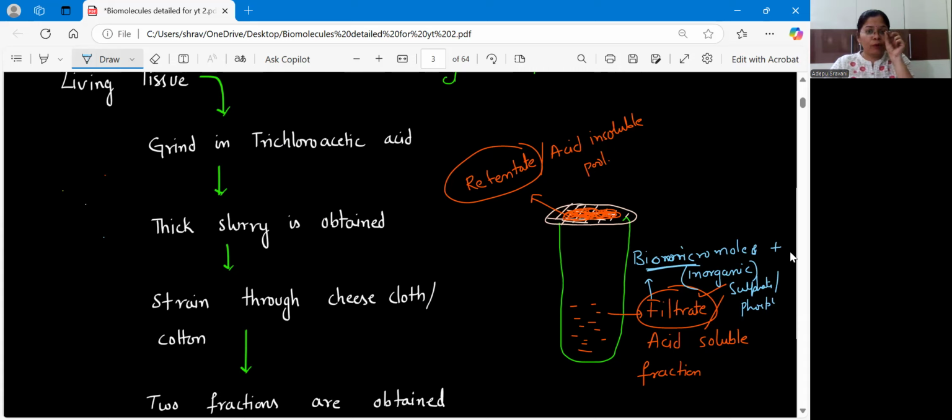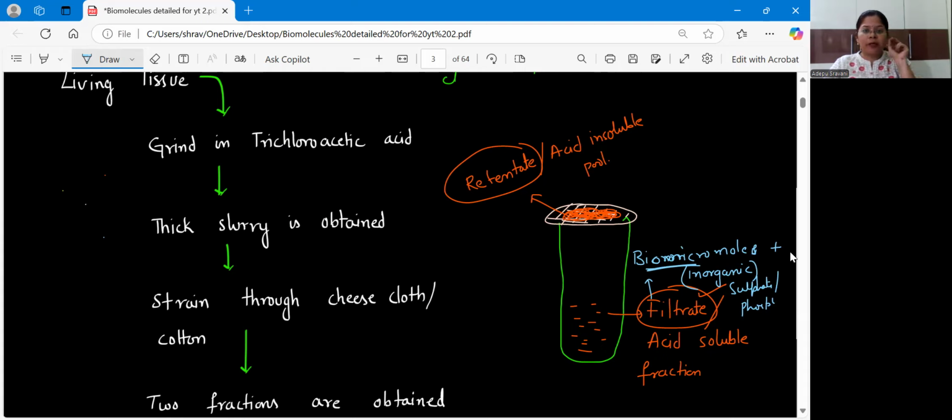Biomicromolecules are the monomer part, which includes monosaccharides, nucleotides and amino acids. All these will be biomicromolecules. If you talk about retentate, what do we get? Here we see the biomacromolecules. Since they are very big in size and their weight is very large, they cannot get dissolved in the acid and they will get retained on the cheesecloth. Along with this, very important, we get lipids also in the retentate.